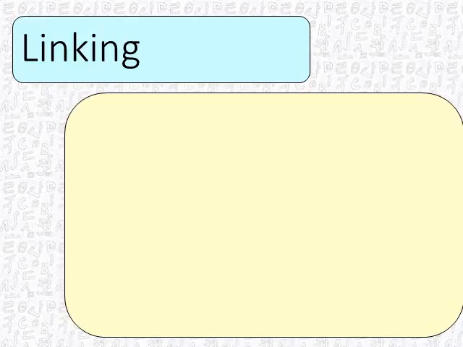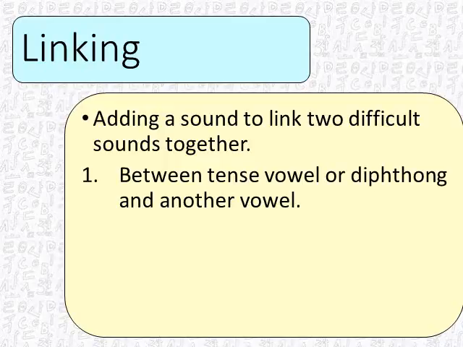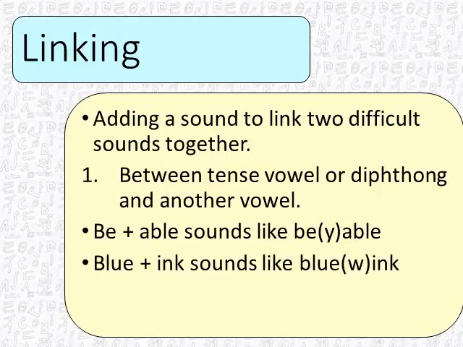So linking. First of all, with linking, you're adding a sound to link two difficult sounds together. For instance, between a tense vowel or diphthong and another vowel. For example, "be" is difficult to say, so any vowel after that is going to have a Y in the middle. So it's actually "be yable." Be able. There is a Y sound there.